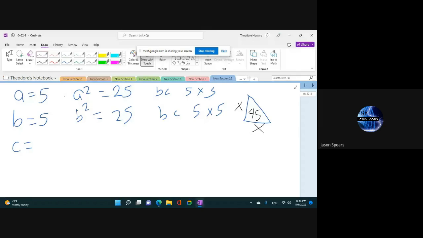Add 25 and 25. That's right. So 25 plus 25, what is that equal to? That's 50. Okay, nice.